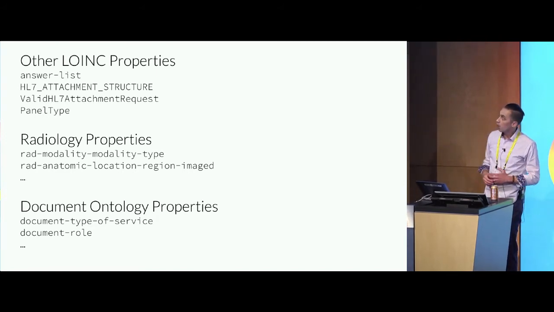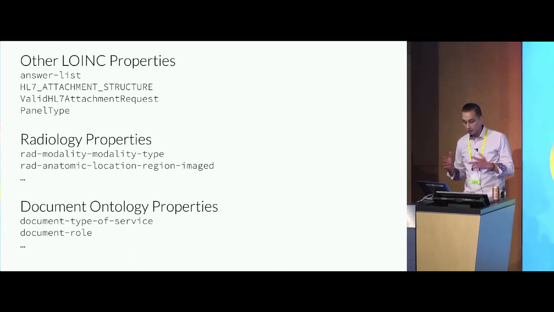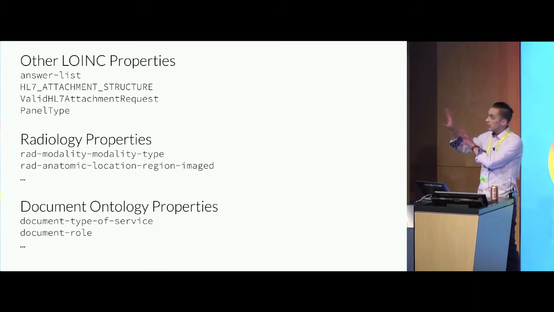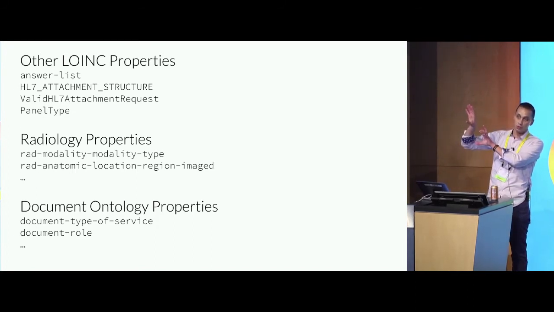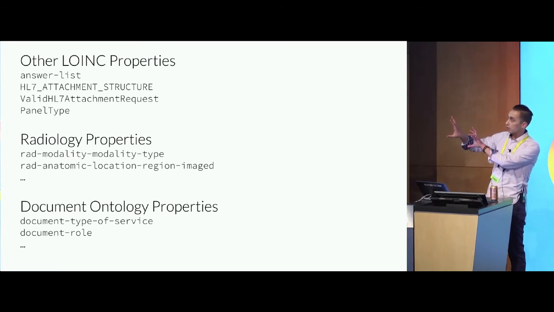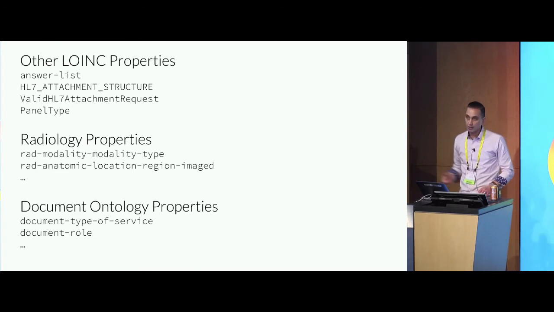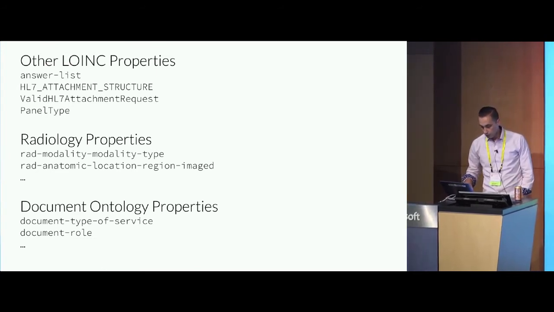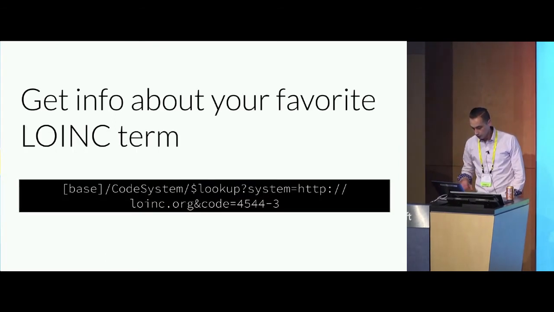There are a couple of special properties to support the HL7 attachments work, the exchange of information between payers and providers. And then we have more detailed attributes that represent two other specialized domains, radiology procedures and clinical documents, where we have an extended set of properties to represent those models. All of that is available in the code system resource.